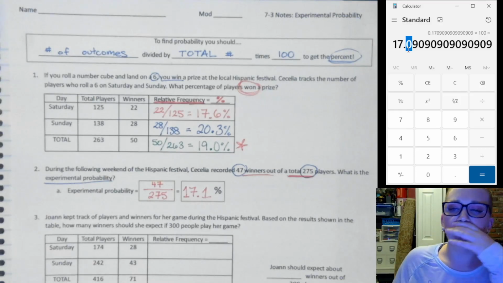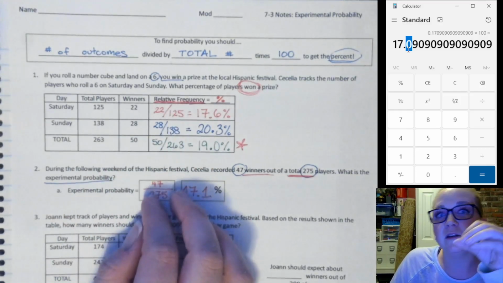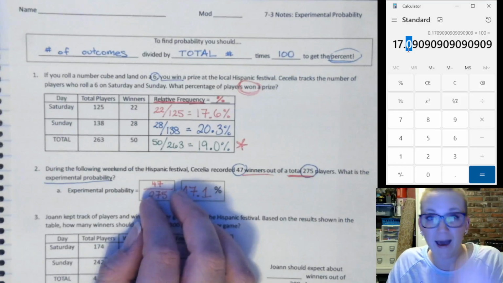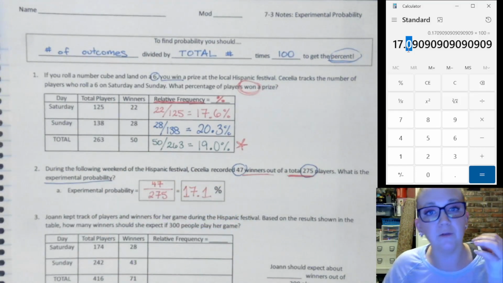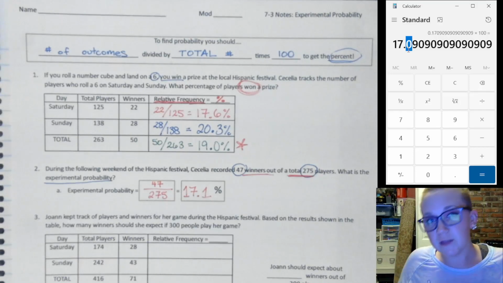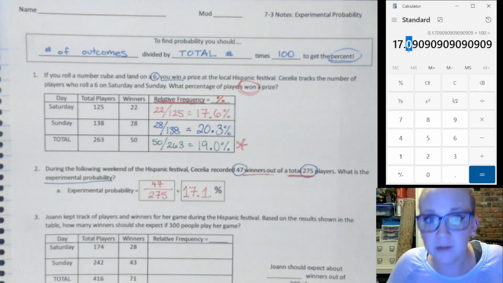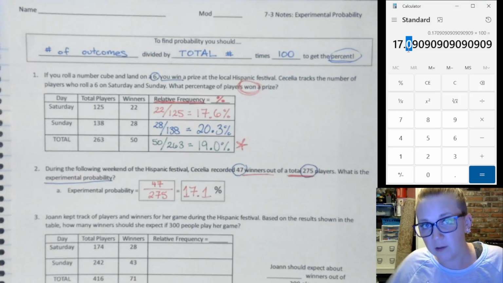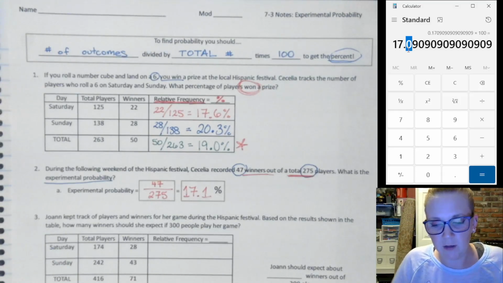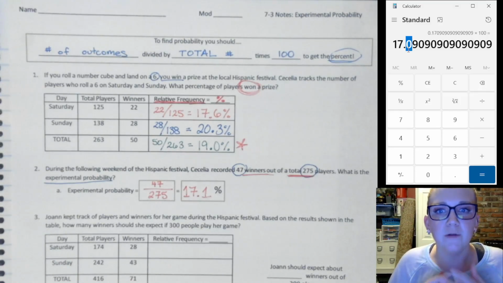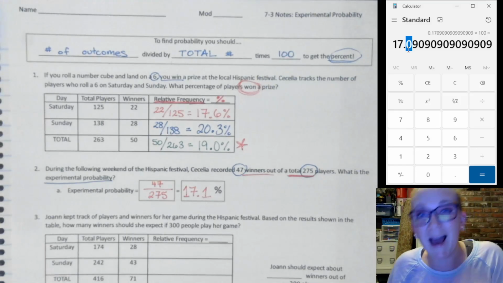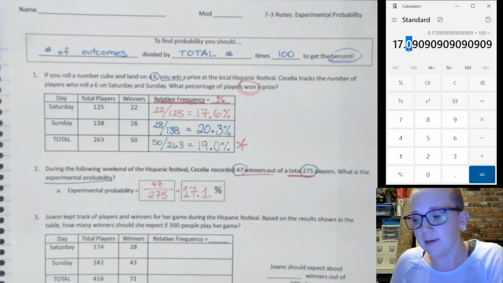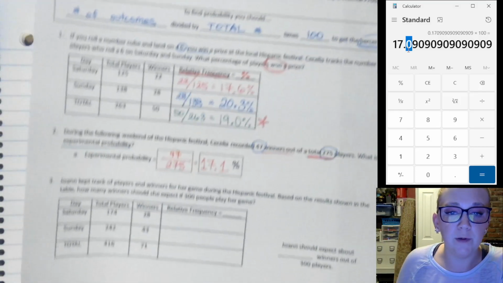So again, all of these are percentages based off of something that happened. Like the experiment that you did where you're flipping the coin. These are the percentages of people that actually played the games and won. This isn't just our theory or our prediction of how many people we think are going to win. This is actually how many people won. That's what makes it an experimental probability.